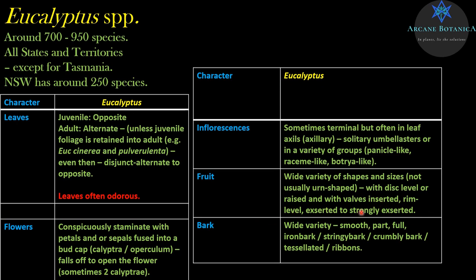Eucalyptus, you're getting the whole kit and caboodle, I guess. Again, with 900 species, you're going to get just so much variation. And what I said about the bark types in the last slide: wide variety, smooth, part, full, ironbark, stringybark. Some eucalypts shed these long ribbons. They have these long ribbons coming off the upper branches and hanging down towards the ground, and that can be a useful identifying feature for some. So just remember all that.